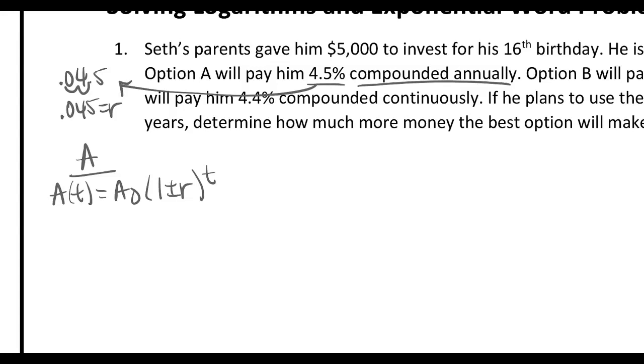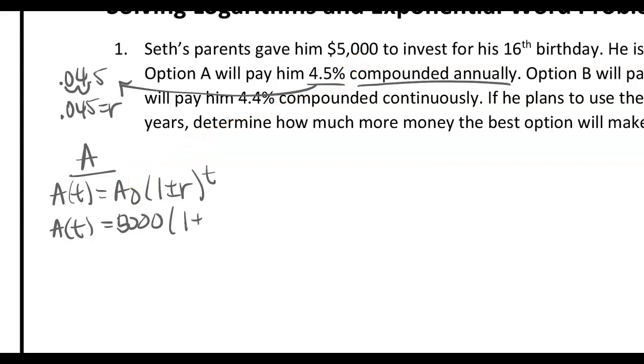So instead of putting that plus or minus, I'm just going to use the positive symbol here. I'm only going to use the positive. The negative would be any type of exponential decay, which means it would be going down. So we're going to rewrite this as A of t, because I don't know what that total is. A sub 0, if you think back to your notes, that's your initial amount. Your initial amount is this $5,000 that he's investing.